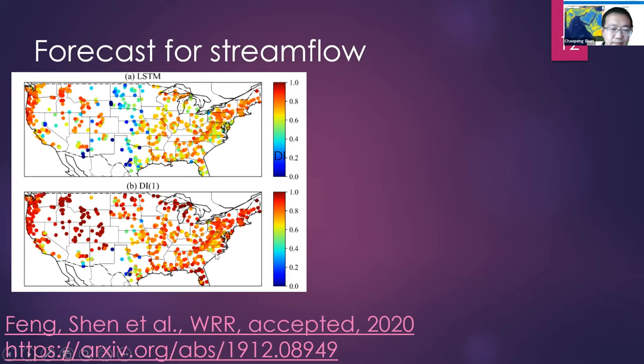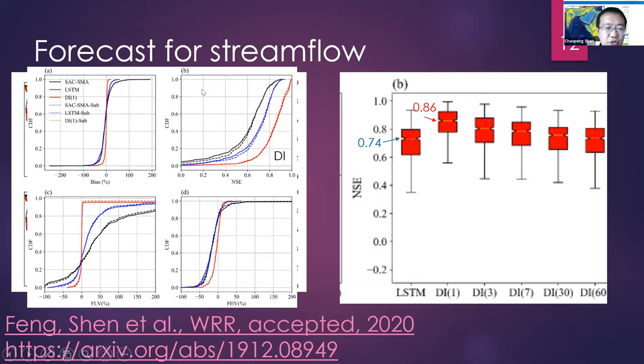And this seems to be giving us very good results. In fact, I plotted the distribution, the cumulative density function of NSE, like this. The red line is with the DI, and you can see that without DI, we are already getting 0.74 in our median Nash. That's not bad actually.